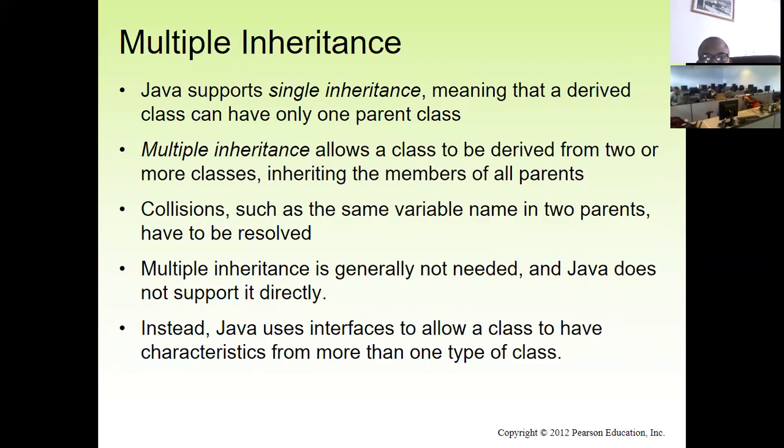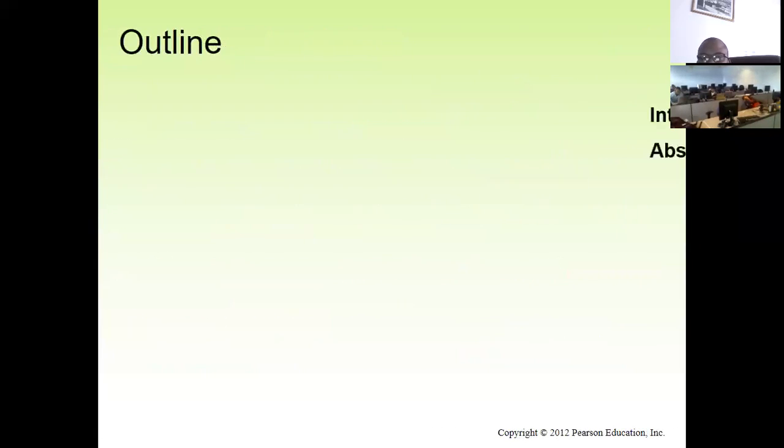All right, so Java supports single inheritance, meaning that a derived class can have only one parent class. I just said that also. And multiple inheritance basically is having two or more classes being inherited in the child class. In such cases, you might have collisions, and so you stay away from multiple inheritance. And Java really doesn't allow it. Instead, Java uses interfaces to allow a class to have characteristics from more than one type of class.